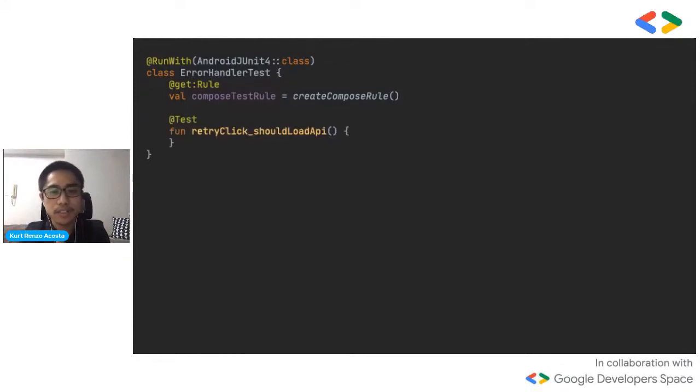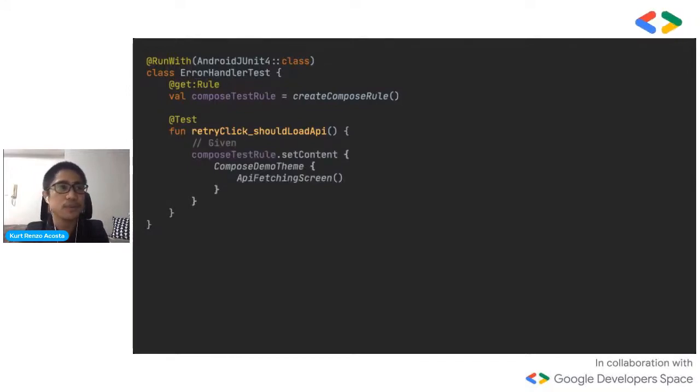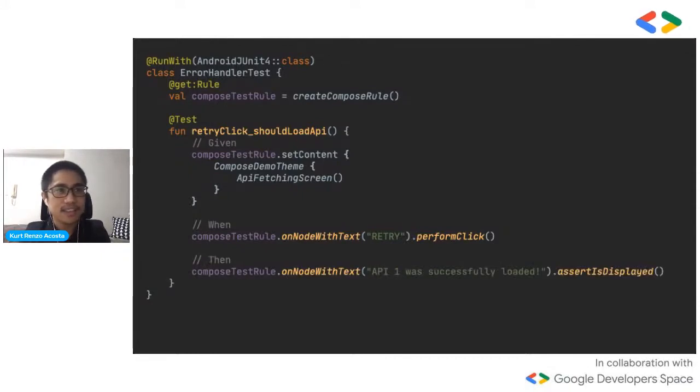When I click on retry, it should load the API. So that's just the test case. So given that I have set my content to the API fetching screen, which is the screen where we have that error view, when I find the node with text of retry, I want to click on it. And then on the node with "API 1 was successfully loaded", I should assert that it's displayed.